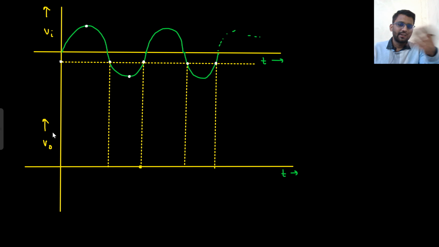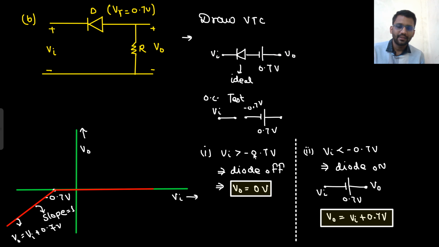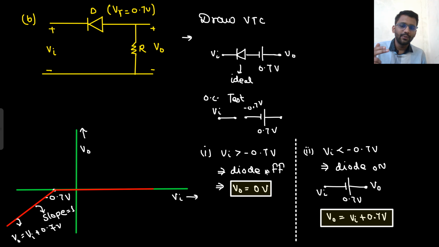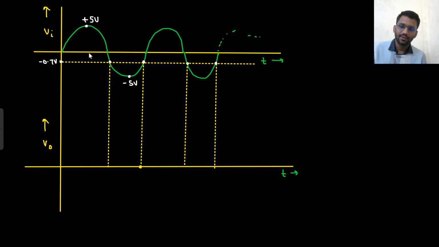Let's draw the output for a sinusoid input. Let's assume this point is plus 5 and this point is minus 5. Now where everything is happening is minus 0.7 volt, so I have drawn minus 0.7 volt here. For every value greater than minus 0.7, your V naught is 0 volt. So for all these values, where V in is greater than minus 0.7, your output will be 0.